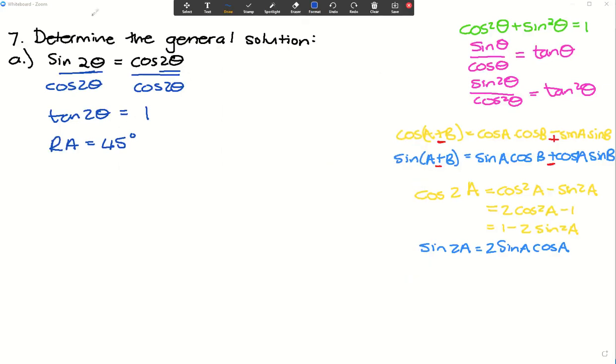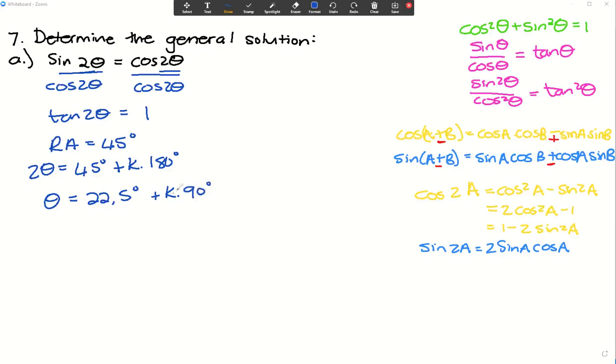Now, according to my general solution, because I'm doing general solutions, I now have 2 theta is equal to 45 degrees plus k times 180, because that's my general solution for a tan. But now I want to know what theta is, so I divide everybody by 2. 45 gives me 22.5 degrees plus k times 90. I'm so used to doing 180, but it's k times 90.